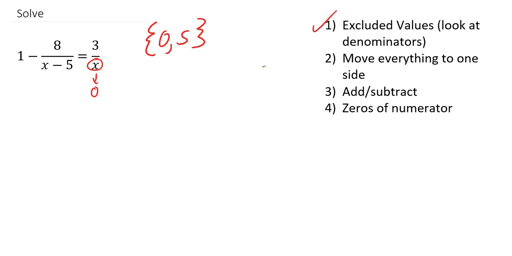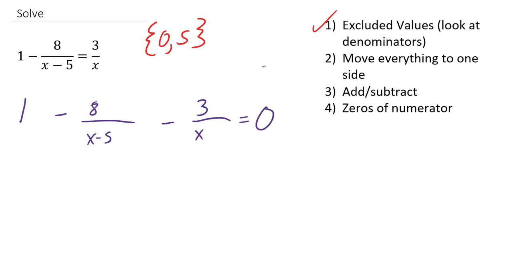Next, I move on to moving everything to one side. So I have 1 minus 8 over x minus 5 minus 3 over x equals 0. And just move that 3 over x to the left side. Done.